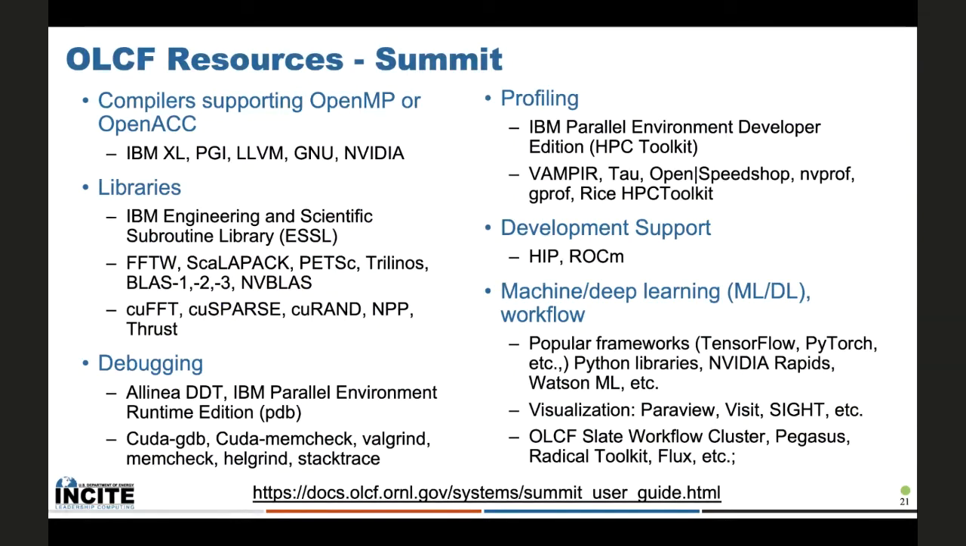For debugging and developing your code, we have quite a few debuggers, including a very good parallel debugger, Allinea DDT. We also have IBM-supplied tools, and obviously CUDA-GDB, CUDA-MEMCHECK, Valgrind memcheck, and others. Profiling can be done with HPC Toolkit, Open|SpeedShop, TAU, or other resources. You're probably familiar with those if you have been developing on a big parallel machine. We also have development support for HIP or ROCm. So if you look in the direction of AMD, you would probably enjoy some tools available on Summit for that development work.